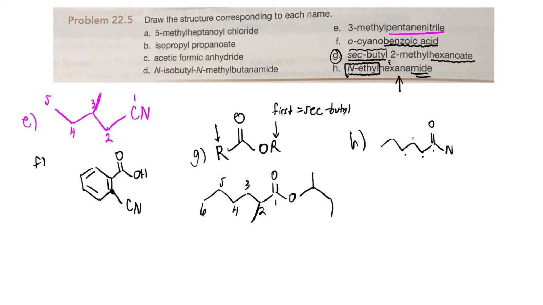And we want to draw an ethyl group on the nitrogen. And nitrogen normally has 3 bonds, so we need to draw a little H there, okay? So that would be N-ethyl hexanamide. So here are some drawing structures from the names. These are all carboxylic acid derivatives.